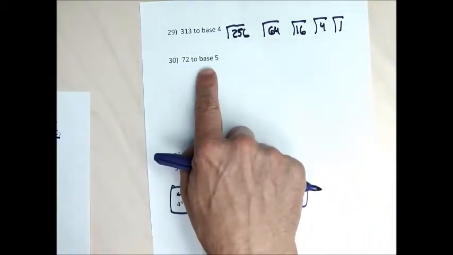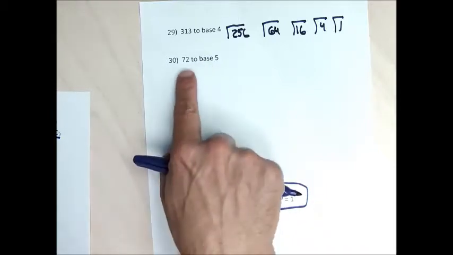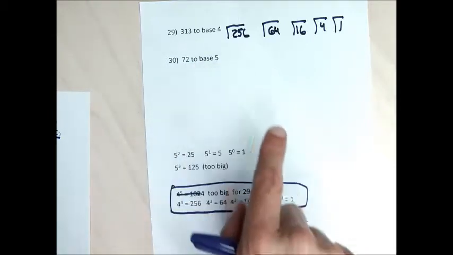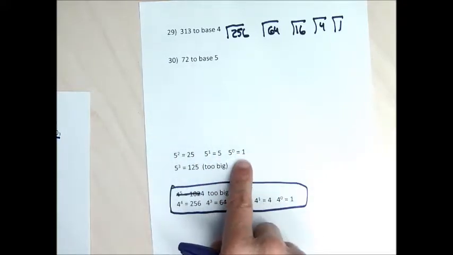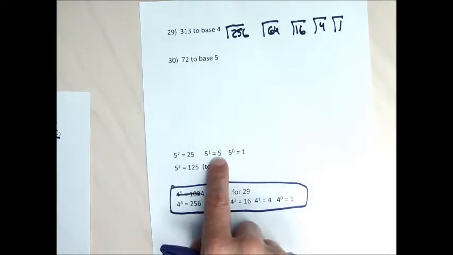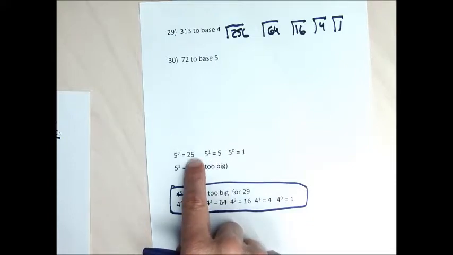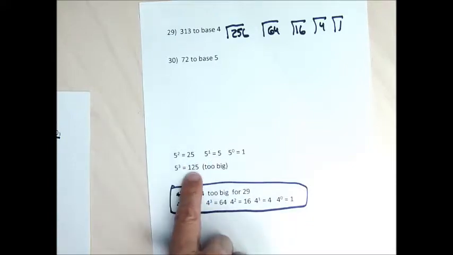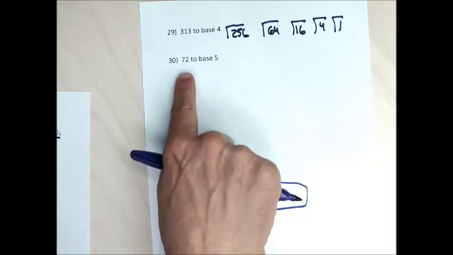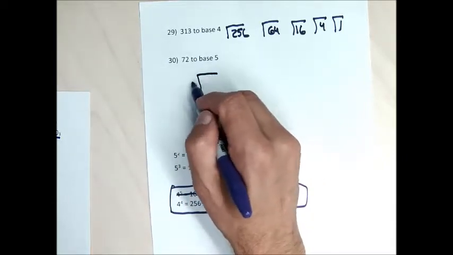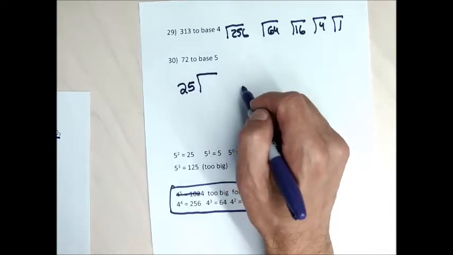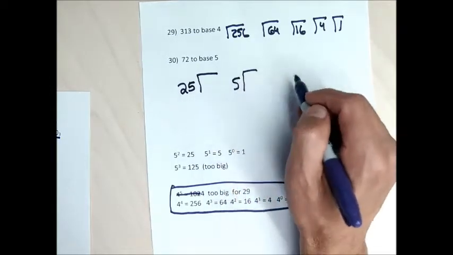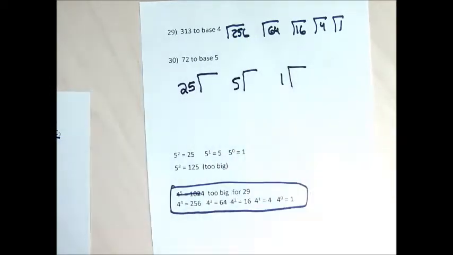I'm going to do problem 30. I'm going to change 72 to base 5. So I needed all the powers of 5 that were less than or equal to 72. I did 5 to the 0, which is 1, 5 to the 1, which is 5, 5 squared, which is 25. 5 cubed was too big. I didn't really need to do it. So for my problem 30, I'm going to put 25 outside my division bar, 5 outside my division bar, and 1 outside my division bar.